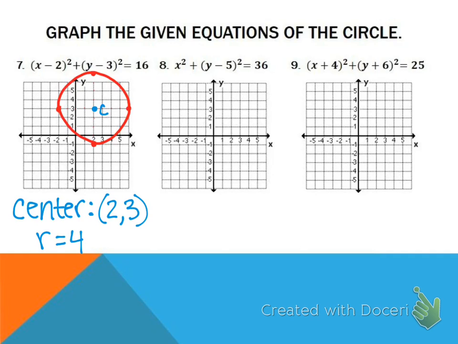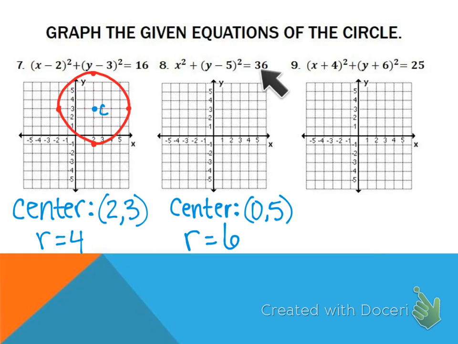All right, we'll do our best with number 8. It's not going to fit very well on the grid that's provided, but that's okay. Let's first identify our center. What is it? 0, 5. Good. So 0, 5 is our center. Notice that we had to know that 0 was our x-coordinate because there was not a number with the x. If it's nothing, it's a 0. Let's talk about that radius. What is it? 6. We take the square root of 36 and we get 6.